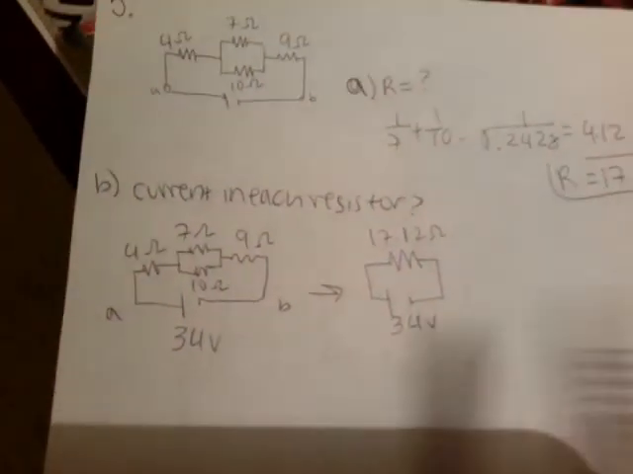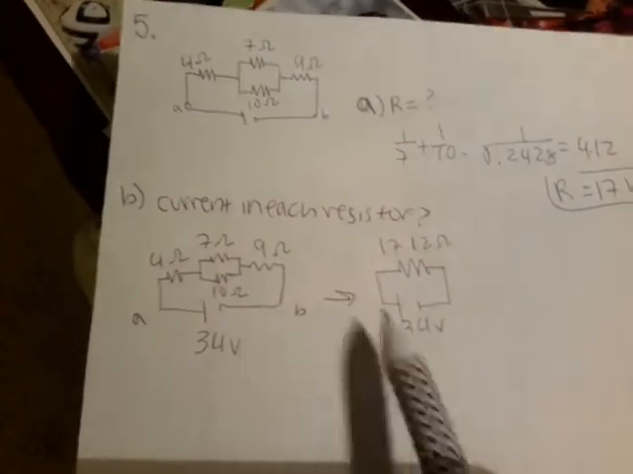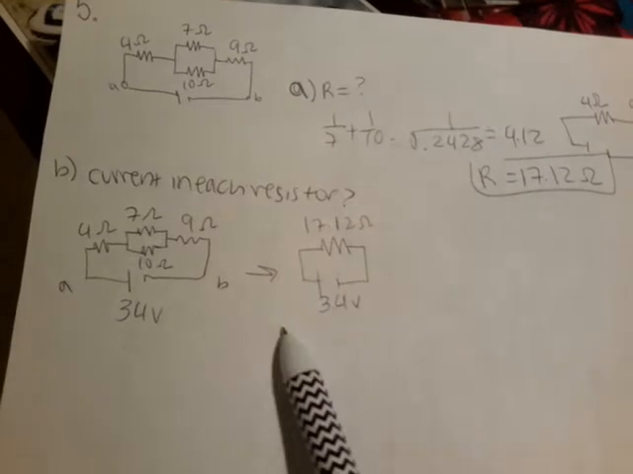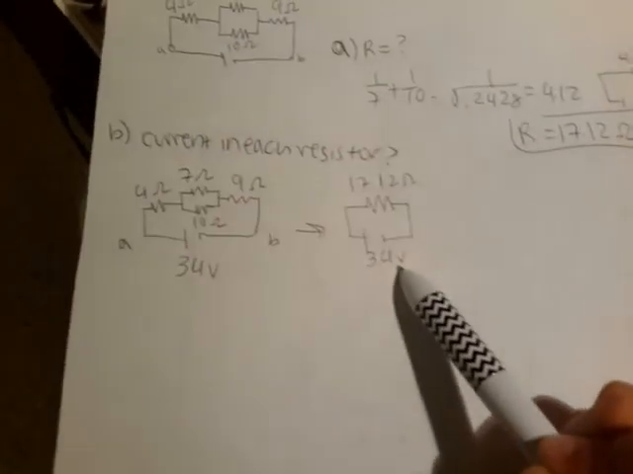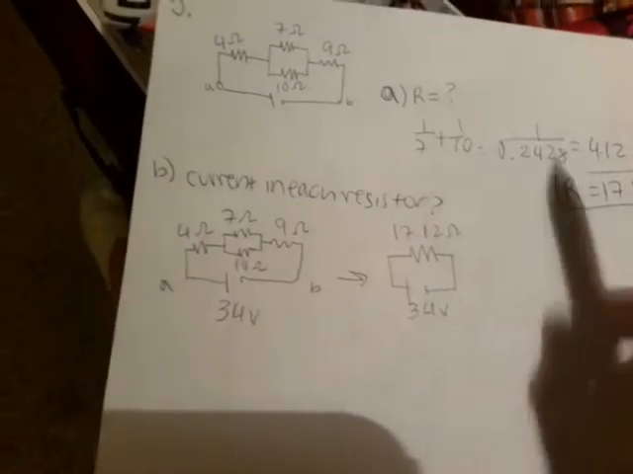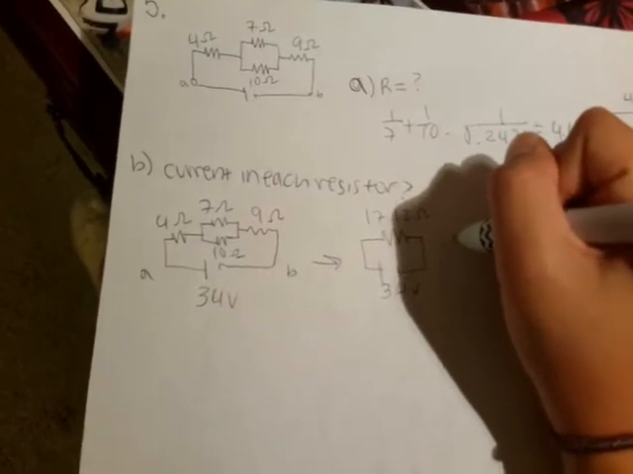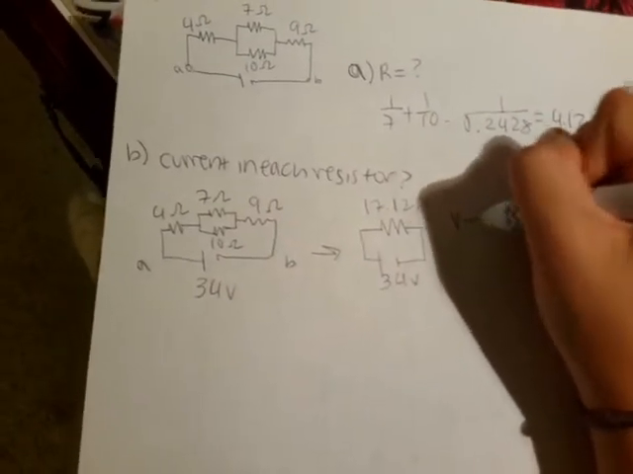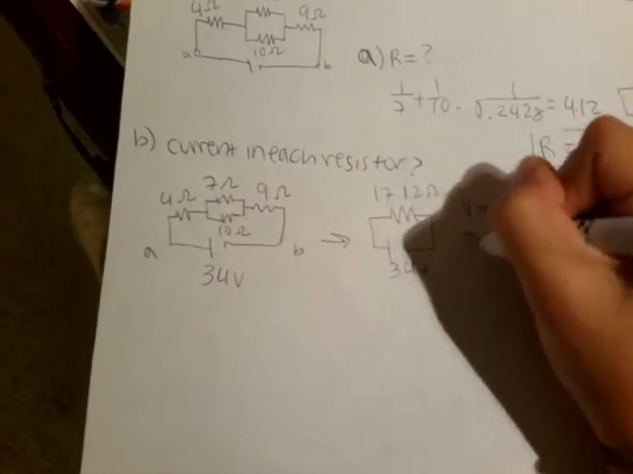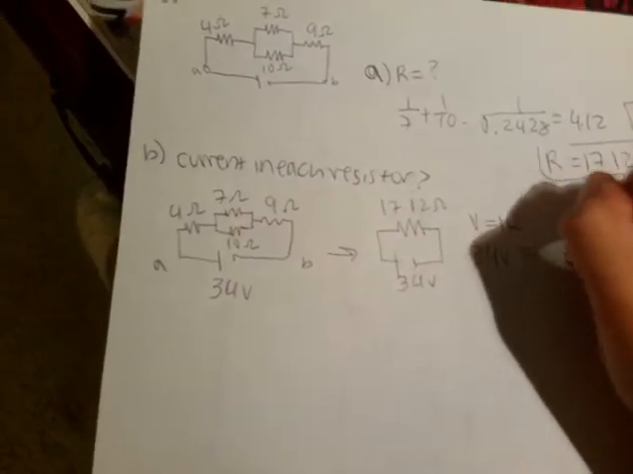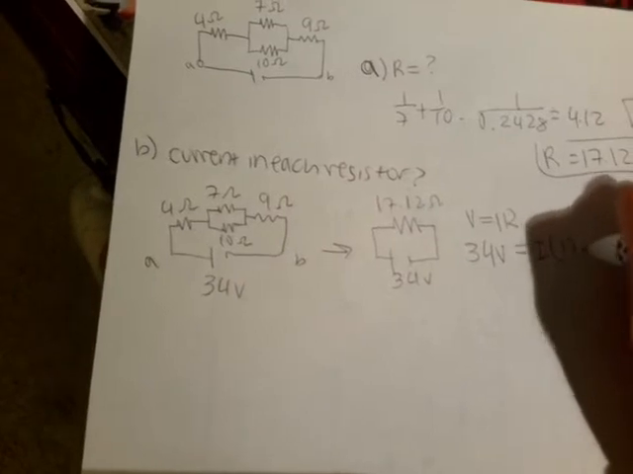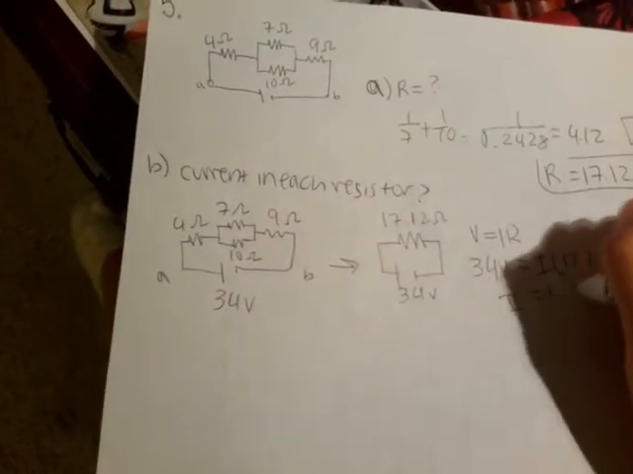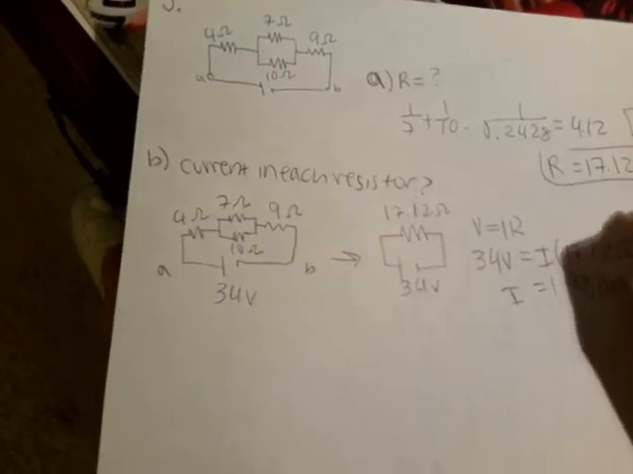So for B, you then have to find the current in each resistor. I just redrew the new circuit using the resistance we just found, and you add the 34 volts because that is in the problem. Then you need to find the current, so you're going to use the equation V equals IR. 34 volts is equal to I times 17.12 ohms. You get the current is equal to 1.98 amps.